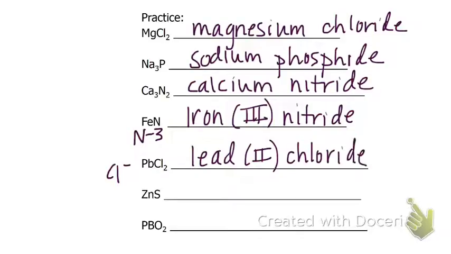Okay. Zinc is one of those exceptions to the transition metals. It only has 1 charge. So we don't have to put a Roman numeral. We're just going to call that zinc sulfide.